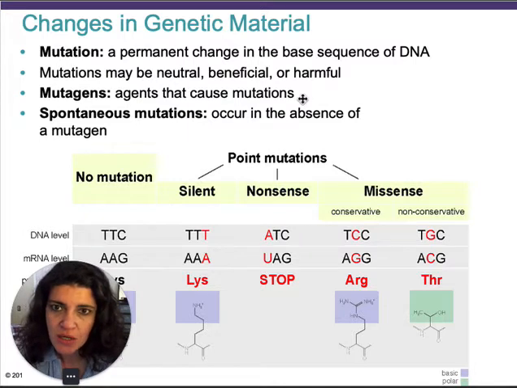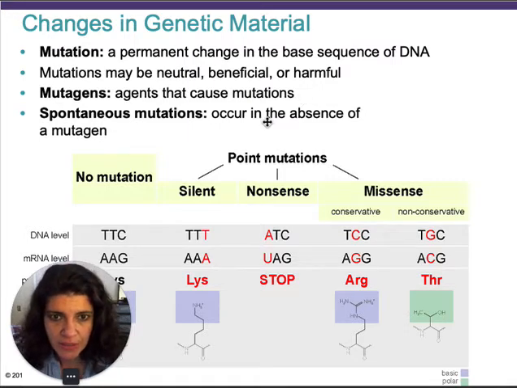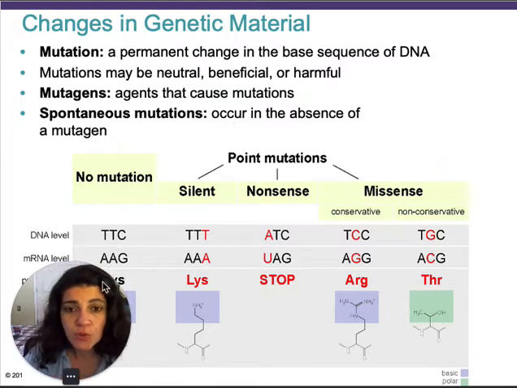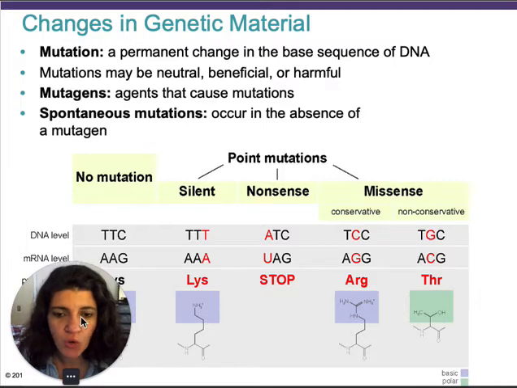Some drugs can cause mutation. Radiation can cause mutation. So there are different things that could lead to it. Or they can occur spontaneously when they don't need a mutagen to be present. Mutations can be neutral, beneficial, or harmful.